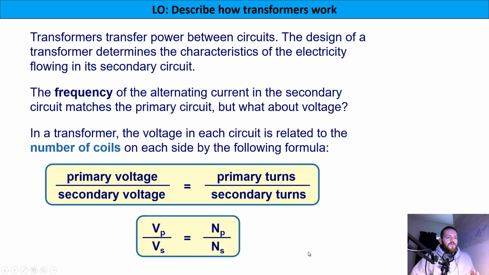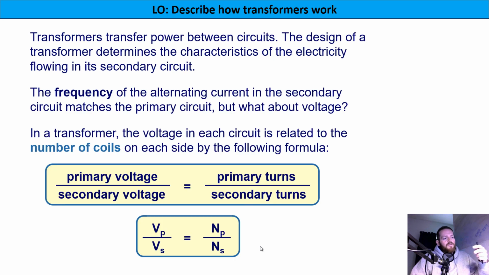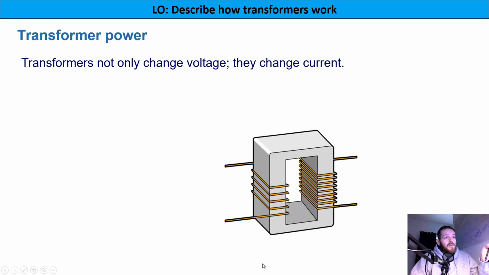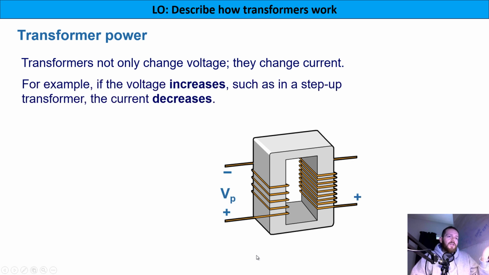There's a second one I need to show you first though. Okay, they not only change voltage, they change current. So if you look back at this equation, it's lovely, but it's only got voltage and number of turns. But current's involved in this as well, so if we're given a question that's got current in it, we need a second equation for that, don't we? So they not only change the voltage, they change the current. For example, if the voltage increases, such as in a step-up transformer, the current decreases, which is the purpose. We want the current to decrease in a step-up transformer, don't we?